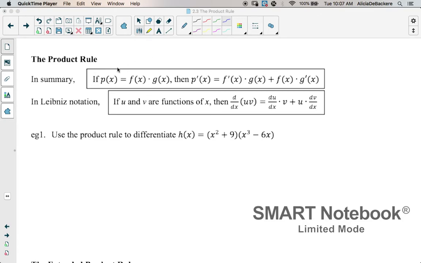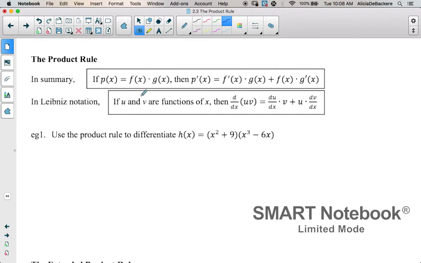Okay, continuing on with lesson 2.3. So what we found out here is that if p at x is the multiplication of some function times another function, f times g, then the derivative will be the derivative of f times g plus f times g prime.